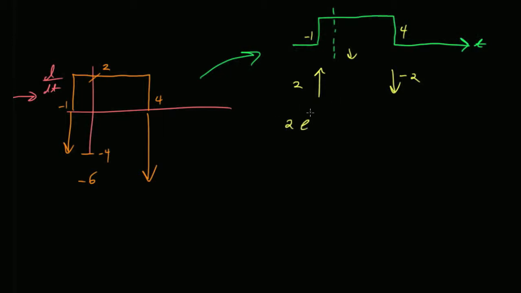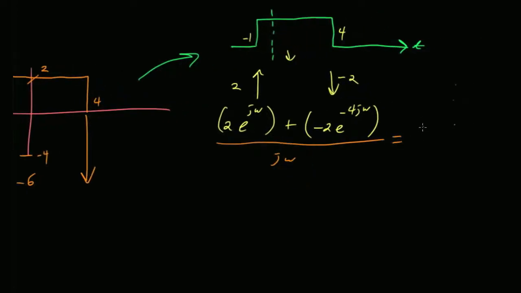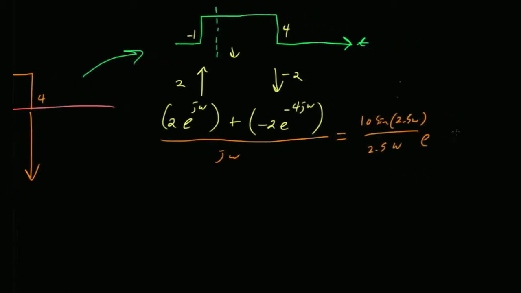2e to the j omega minus 2e to the minus 4j omega. And then, if you want to integrate to get your square pulse back, you divide by j omega. I submit that this is the same as that. We just add the impulses. And then you add the two impulses in, and then you add the two impulses back in, and that's it.